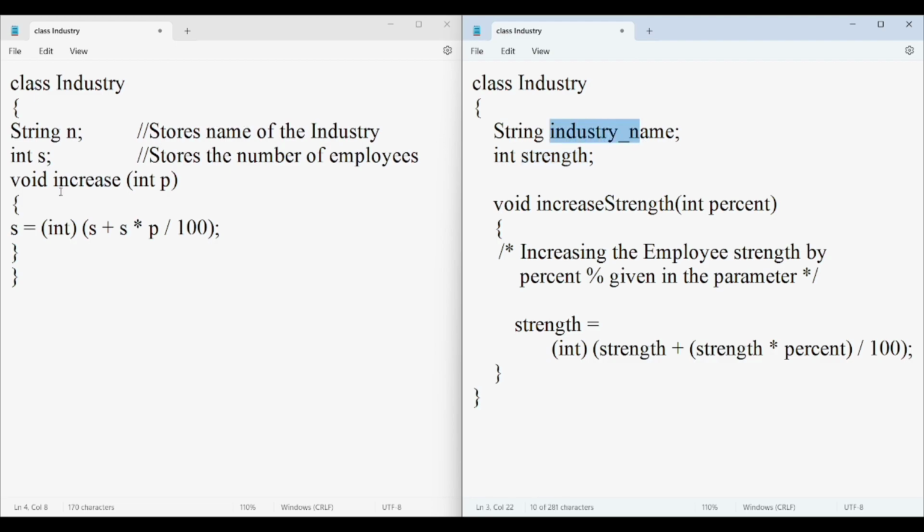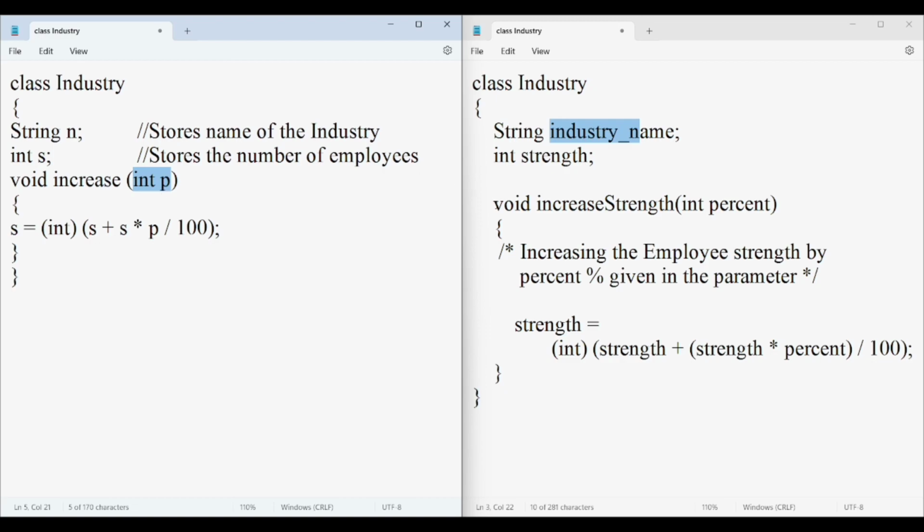Same with the function name. Here on the left hand side we have created a function called increase. But this increase function is not clearly stating what we are trying to increase. Similarly, here we have taken an int p parameter, but p is not self-explanatory that it is to increase by a percentage or by a number.